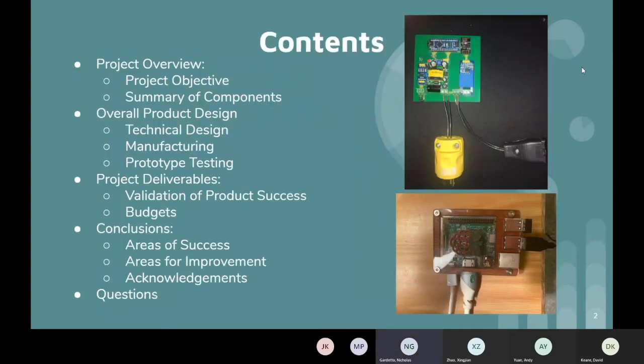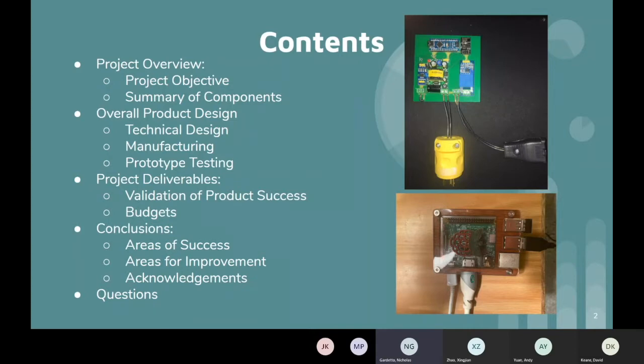So just going over a few of our key talking points. First, I'm going to talk about our project overview, give you a little bit of information about how our product works and how the user uses it. Next, we're going to talk about the overall product design and some of the choices that we made over the course of the past 2 semesters. Next, we're going to talk about the project deliverables. We're going to talk about our validation of product success and how we tested our product for voltage and current in our server and our application tests.